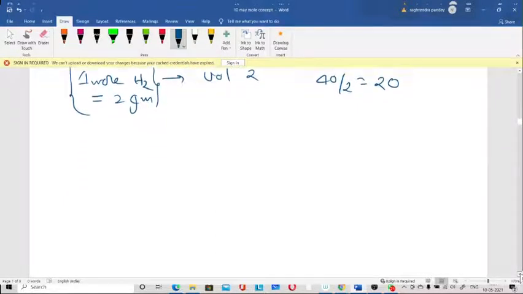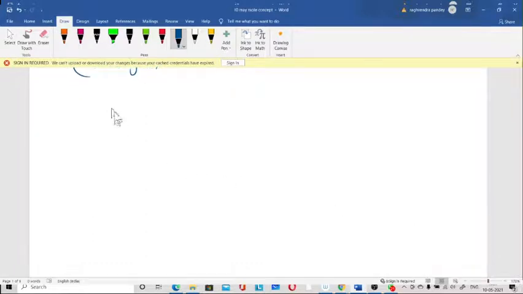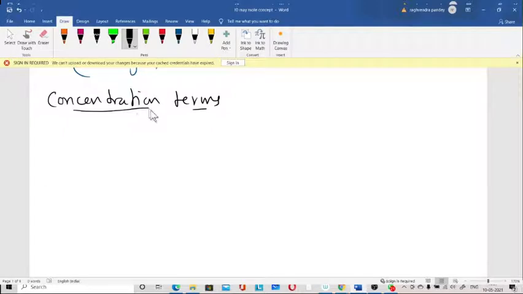So our last concept here is concentration terms. Okay, so this is your last concept. Okay, so tomorrow or the day after tomorrow, on 11th or 12th, most of the time on 12th, your first chapter will be over.